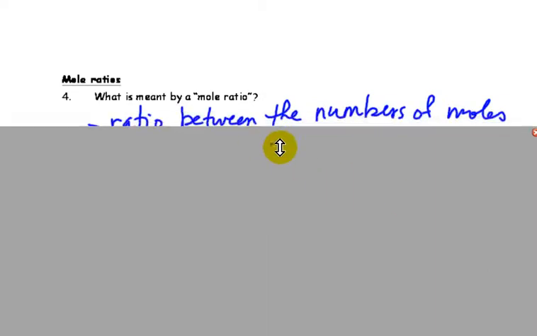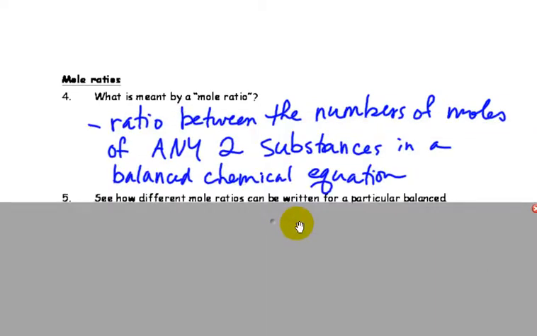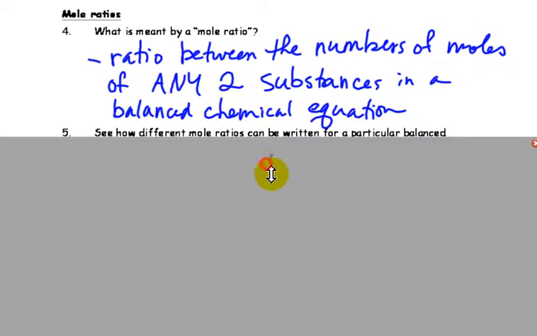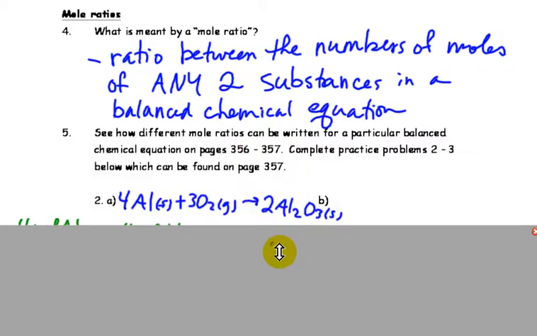Mole ratio. So that leads to this now. The ratio between the numbers of moles of any 2 substances in a balanced chemical equation. So if we look, and again here I have a few examples. We'll only do a few though. We don't need to go through all of them.